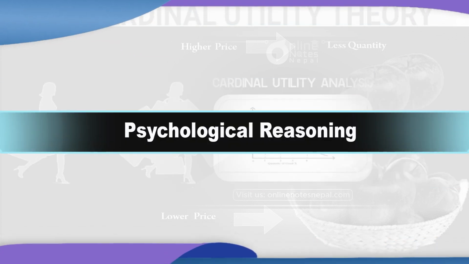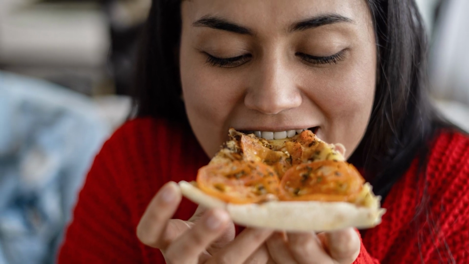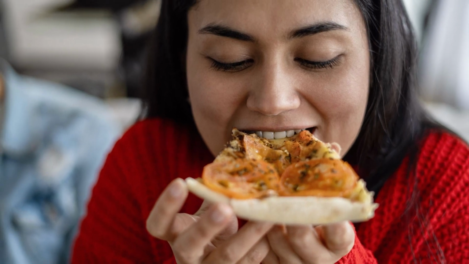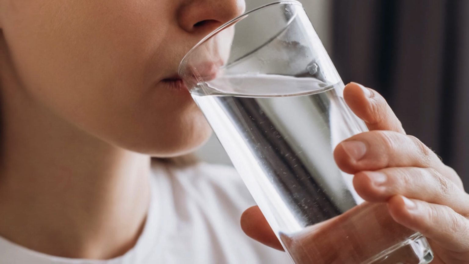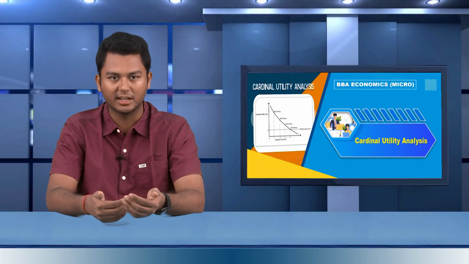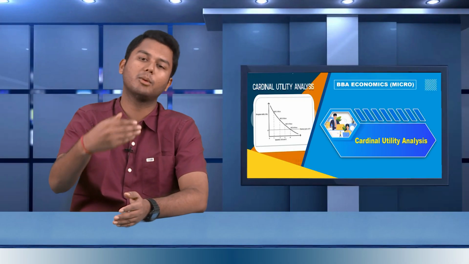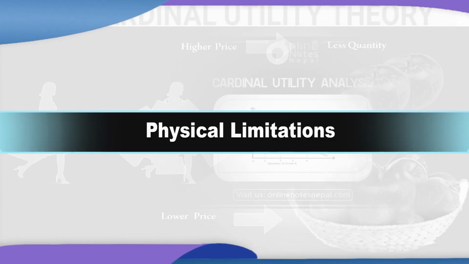So first is psychological reasoning, that is, the desires are naturally limited. Once we start satisfying a particular want, our craving for more of the same thing decreases. Your thirst is strongest when you haven't had water for hours, but after drinking 2 glasses, additional water provides much less satisfaction. Then we also have physical limitations.